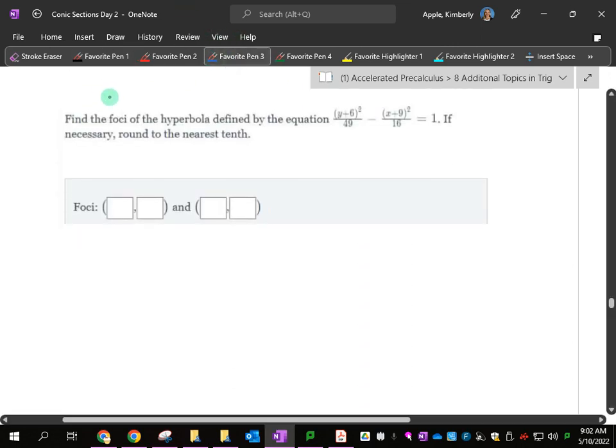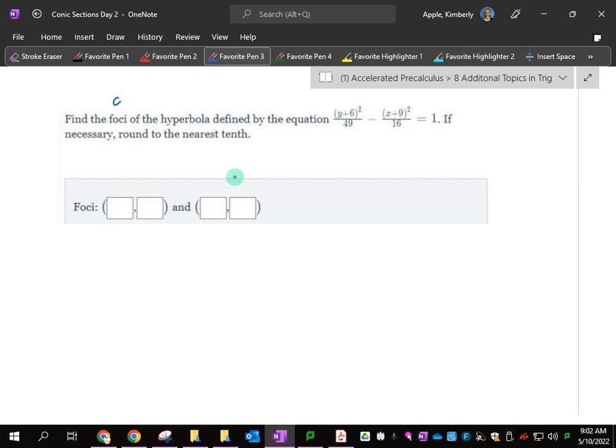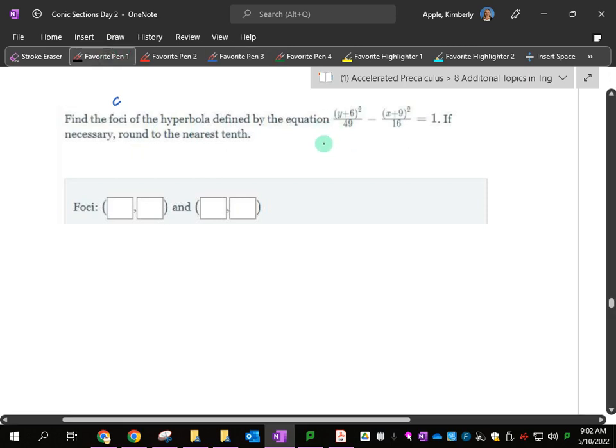Remember, the foci are defined by what letter? C. Okay. So we're gonna have to find that for the hyperbola. Let's see. Let's write the center. We know we're going to need that. I'm going to skip a step here. So the center is going to be negative 9, negative 6. Remember, it's HK, and H always goes with X, right?